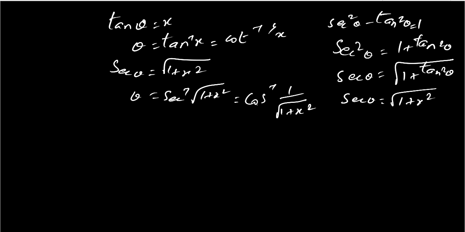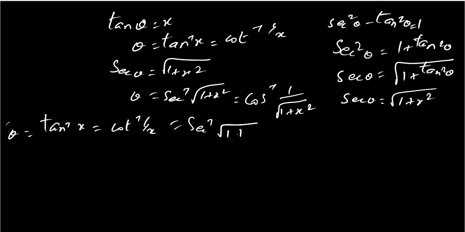If we list out all these things, so that theta equal to tan inverse of x, that is nothing but cot inverse of 1 by x, that is equal to secant inverse of square root of 1 plus x square is equal to cos inverse of 1 by square root of 1 plus x square. That means cos inverse of 1 by square root of 1 plus x square equal to cot inverse of 1 by x. Cos inverse of 1 by square root of 1 plus x square equal to tan inverse of x. So all these are equal.